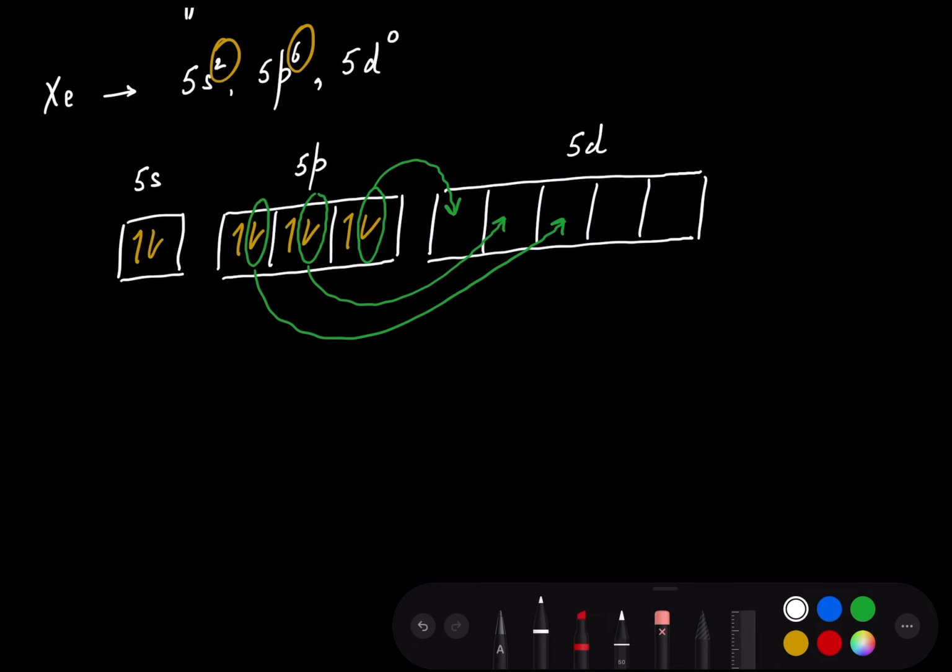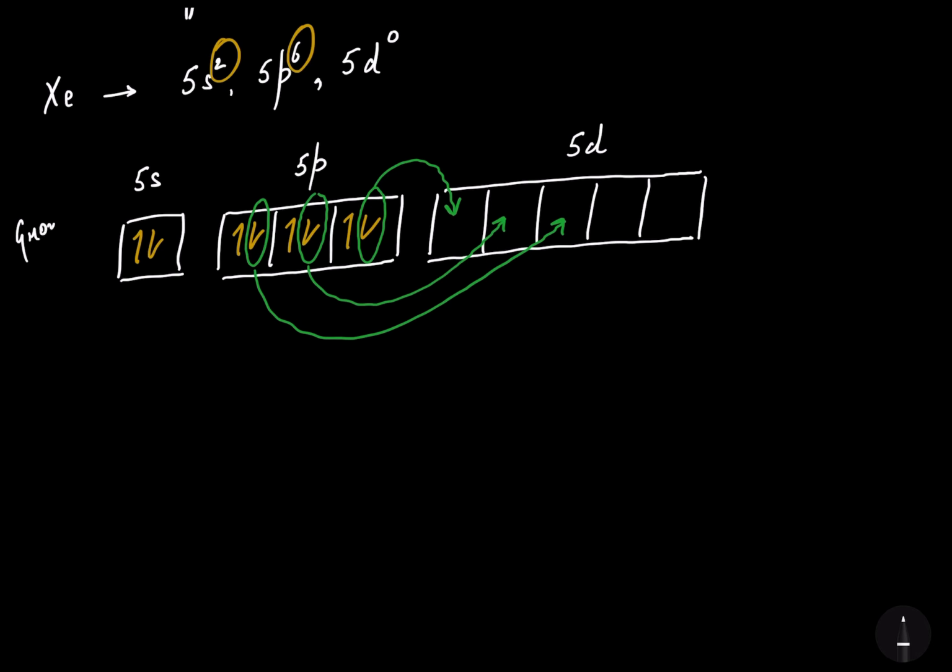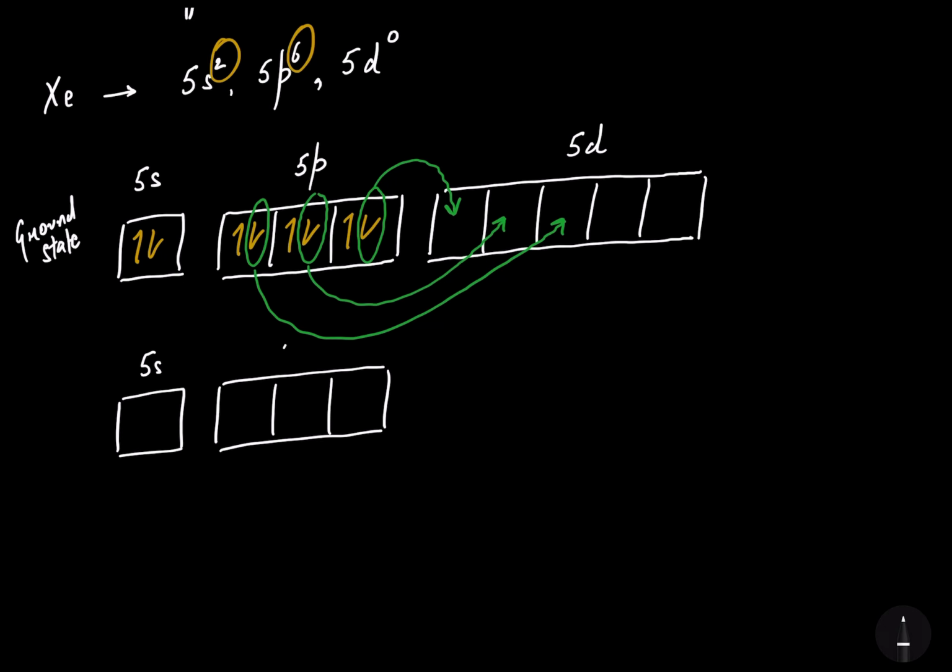So first of all, this is called the ground state. Now let's make the excited state. That's the 5s. That's the 5p, and these are the 5 orbitals of 5d.